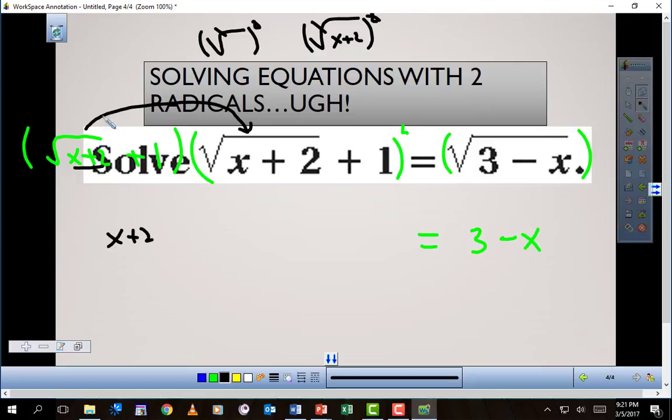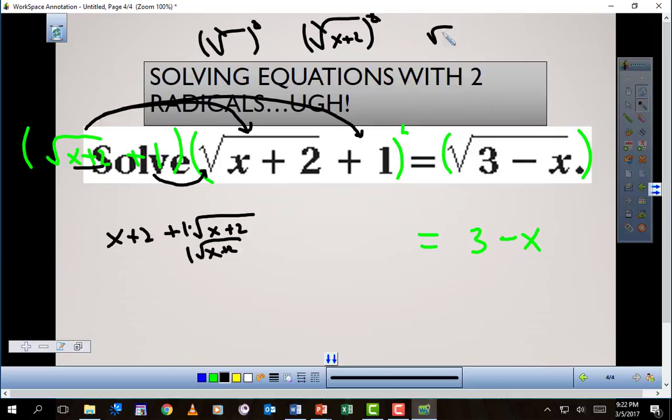Alright, well, moving on to the outer product. Outside times outside, well, that's 1 times the square root. So we get plus 1 times the square root of x plus 2. We can think of it as a 1 in front. And then we have the inner product. It's going to give us another one of these.